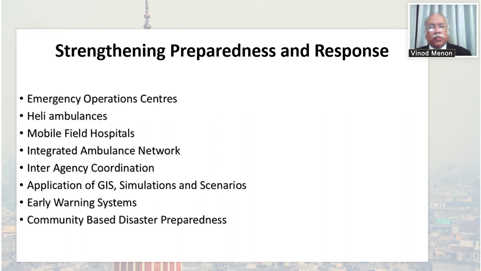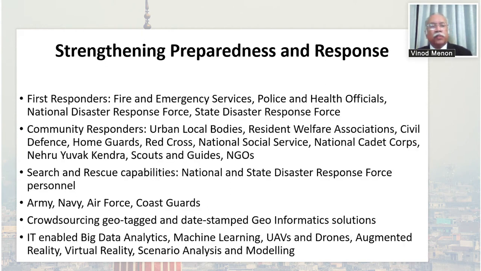I think in terms of strengthening emergency preparedness and response, we need to have emergency operations centers at the district headquarters, at the state headquarters, and at the national level. And we need to have heli ambulances for taking people away, and mobile field hospitals, integrated ambulance network, interagency coordination, application of geographic information systems, simulation models and scenarios and worst case scenarios, early warning systems, and community-based disaster preparedness. And these are all efforts which have been going on by involving civil society organizations, academia, and research institutions, and think tanks.